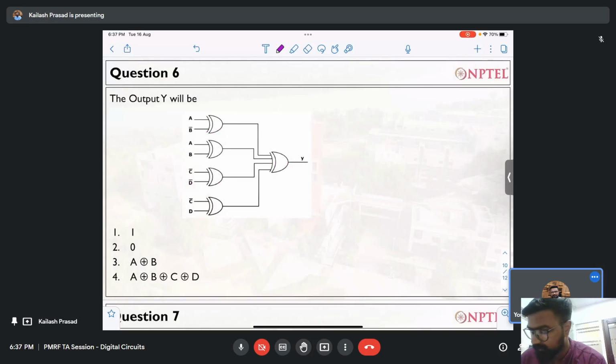Well ahead. So this is the question. The output Y will be. Anybody wants to answer that? Right. So this I won't solve. I will wait for 2 minutes. Everybody, please solve this question, and please let me know if you are able to answer this question.